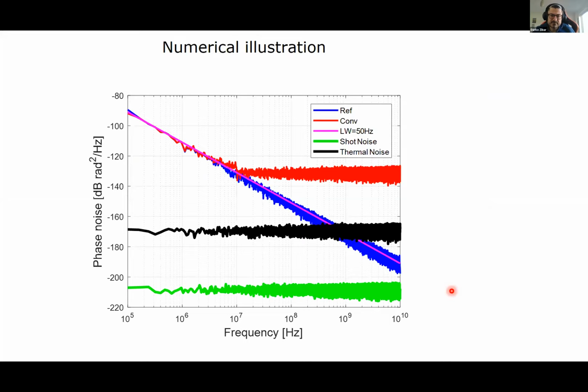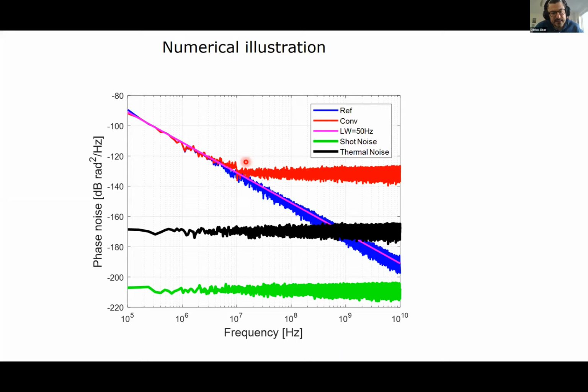This is actually an example of the limitations of the current optical phase measurement techniques. Here I have the phase noise power spectral density in dB rad squared per hertz as a function of frequency. I plot the shot noise floor, the thermal noise floor, and then the reference. The blue line is the reference phase noise spectrum. Because this is a numerical simulation, we have the reference, and this corresponds to a linewidth of around 50 hertz. Then I apply the conventional method to estimate the phase, and I get the behavior shown with the red curve.